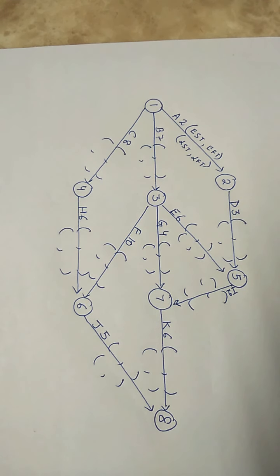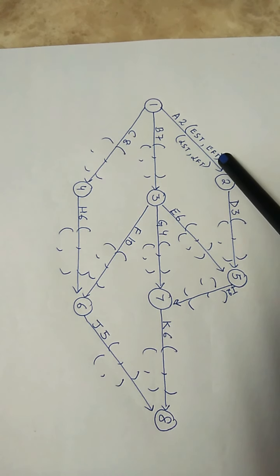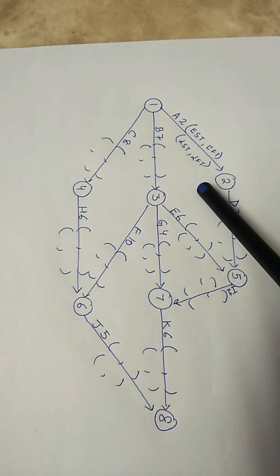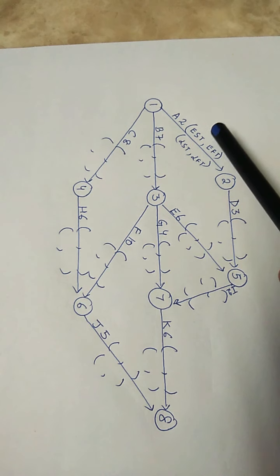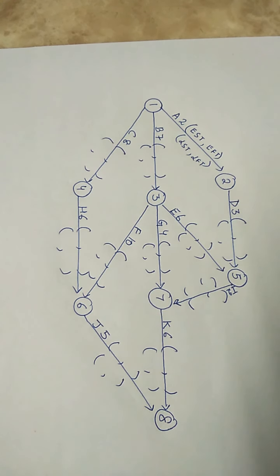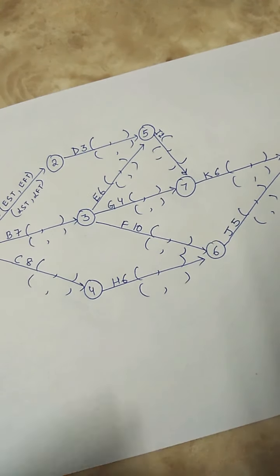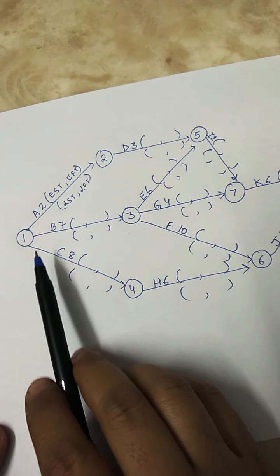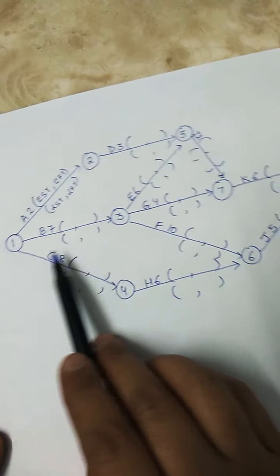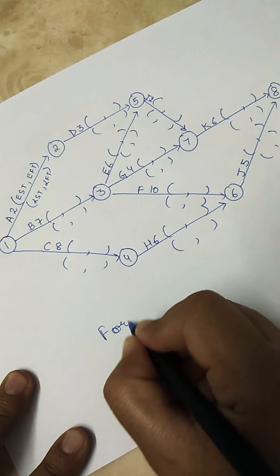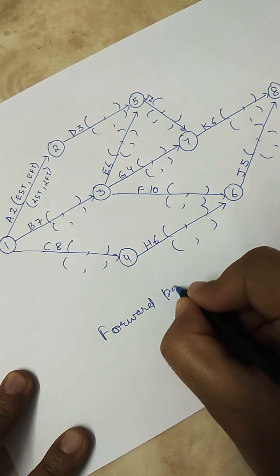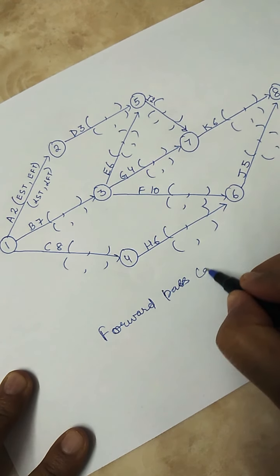Now moving further to analyzing this network, we have to calculate earliest start time, earliest finish time, latest start time, latest finish time. First we will be calculating earliest start time and earliest finish time using the method called forward pass calculations. What does forward pass mean? It means we will be moving forward from left to right, and that is called forward pass calculations.